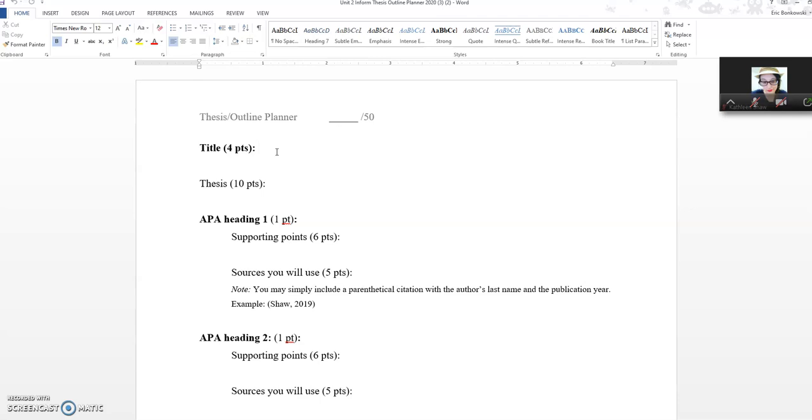Okay, so the first thing I'm going to do, and if you want to think about your title, that's fine. I'm just going to stick with the same topic I've been doing because I want to show you guys something with the planner I wrote for the literature review. So dress codes.